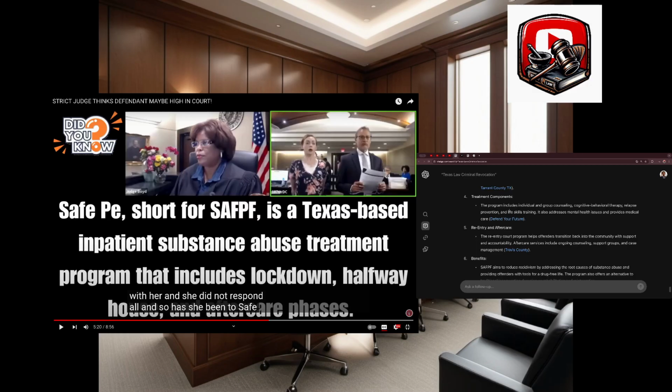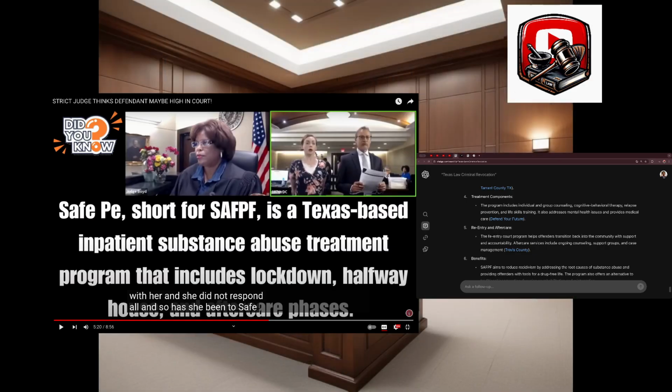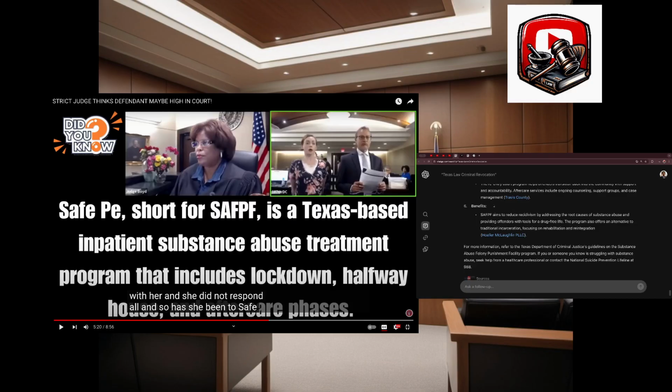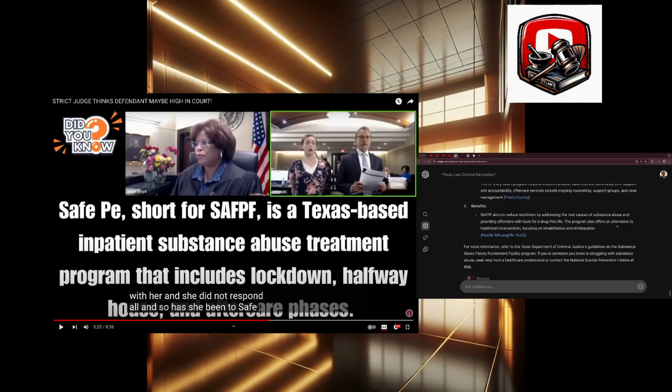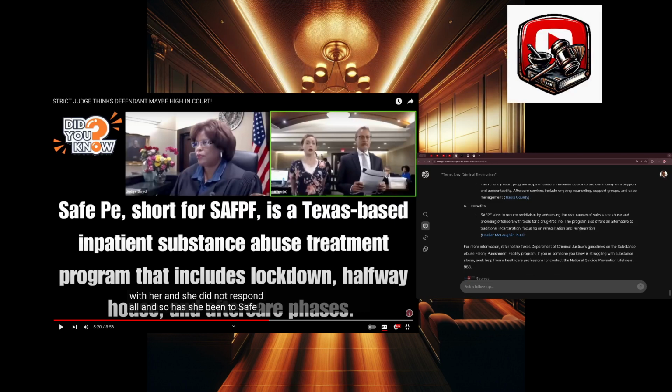You see the treatment components here. The reentry and aftercare. The reentry court program helps offenders transition back into the community with support and accountability. The benefits. It says SAFE-P aims to reduce recidivism by addressing the root causes of substance abuse and providing offenders with tools for drug-free living. The program also offers an alternative to traditional incarceration, focusing on rehabilitation and reintegration.